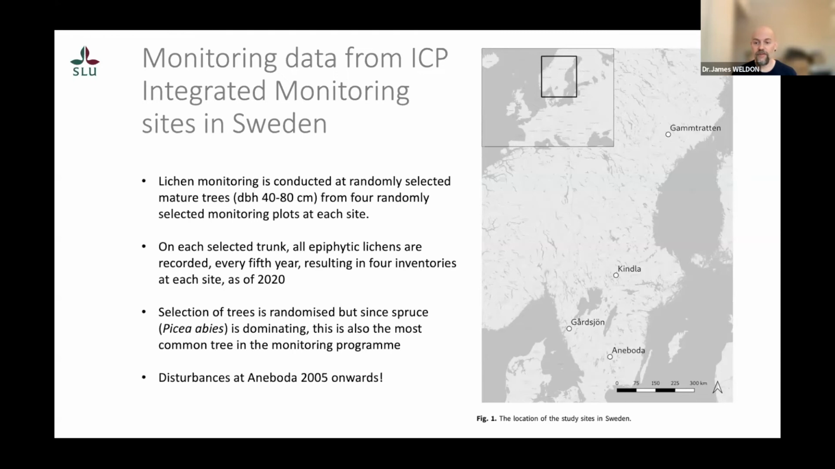One of the sites, Arnaboda, had extensive damage from storm and bark beetle outbreak from 2005 onwards. So some of the results from Arnaboda have become a little strange because of these disturbances. It becomes hard to then disentangle the effect of the disturbances as opposed to the effects of the deposition levels, but we'll come to that.